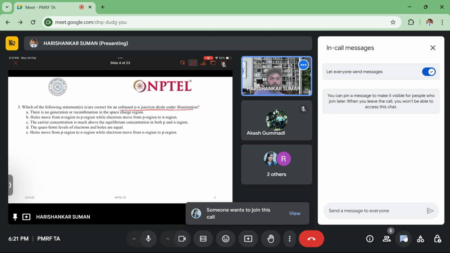Yes, please. So there is no generation or recombination in the space charge region. Holes move from N side to P side, while electrons move from P to N, and carrier concentration is much above the equilibrium concentration in both P and N region. The quasi-Fermi levels of the electrons and holes are equal, and holes move from P region to N region, while electrons move from N region to P region. Unbiased P-N junction diode under illumination.